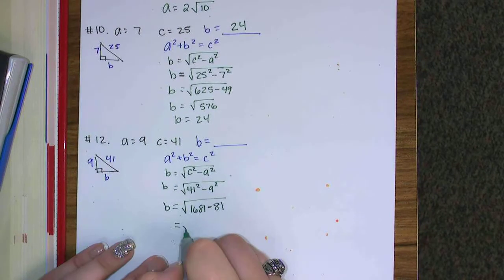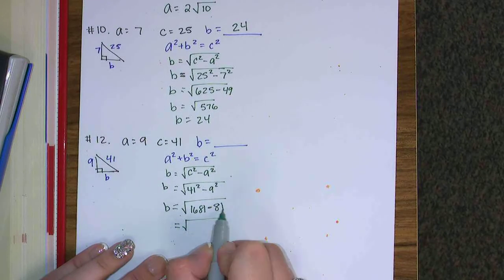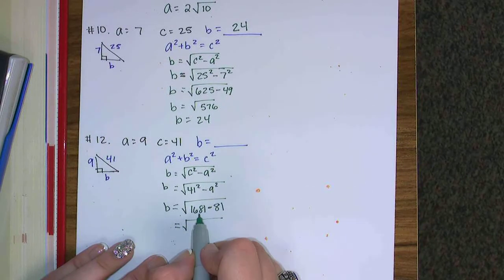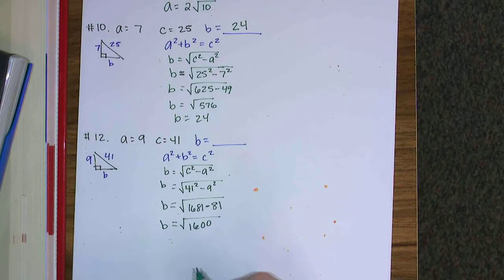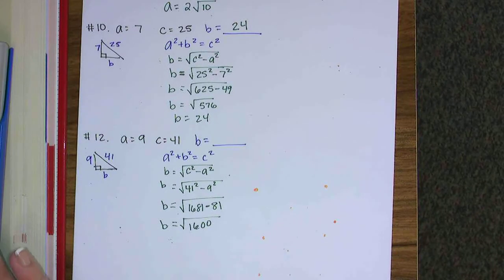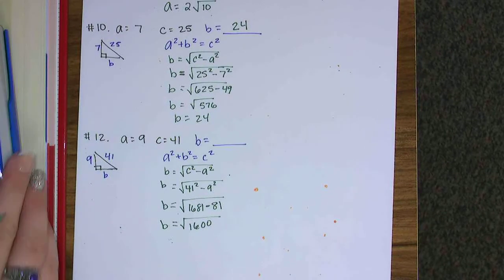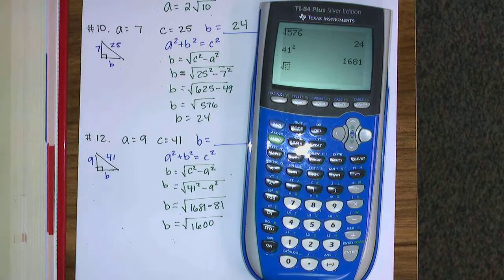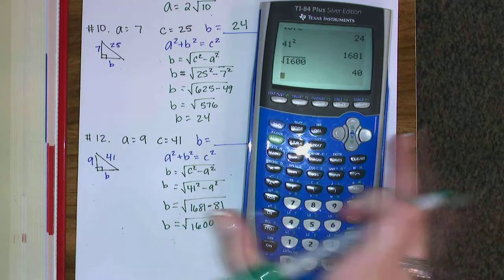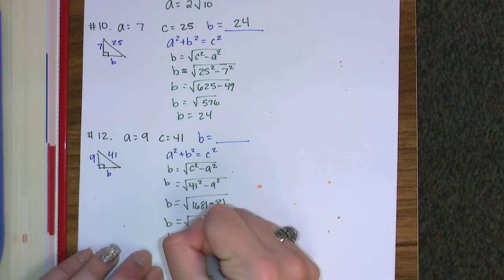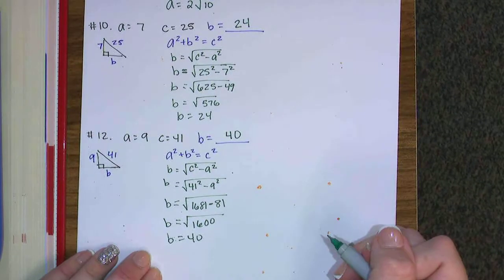So this is going to end up being the square root of, well, this is nice and easy, 1681 minus 81. Well, that just leaves me with 1600. I'm pretty sure that's going to be a perfect square, based on the fact that the square root of 16 is 4, and then it's just got some zeros on it. I would assume it's probably 40 is my guess, but I'm going to check it with my calculator. The square root of 1600 is, yep, 40. Okay, and that makes sense. So B is equal to 40. So then I just write 40 up here. And that's my other value.